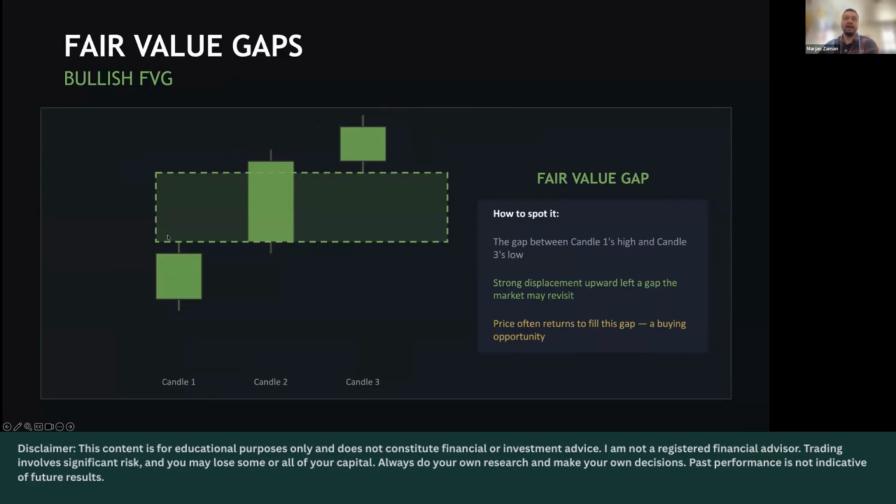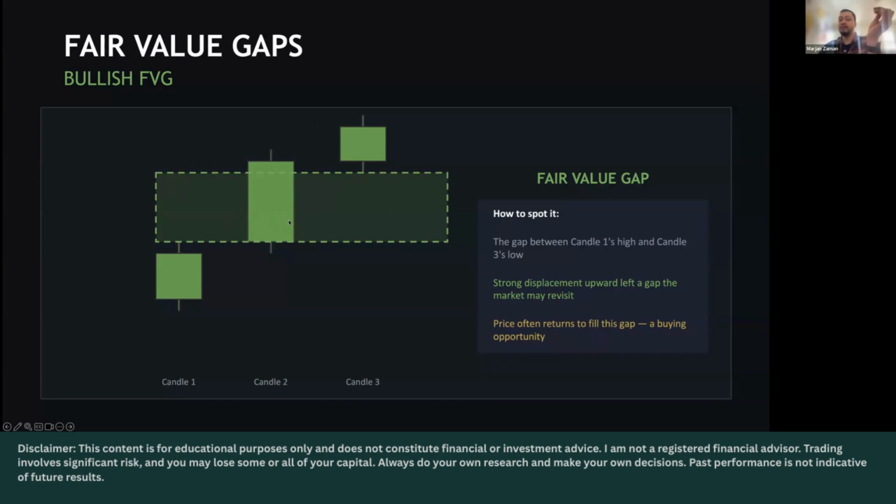And this is the fair value gap right here. It is the high of this wick to the low of this wick, that's the space where the price displaced through the whole level, created another green candle, and then there was no interaction between this wick and this wick. This is an area of fair value.